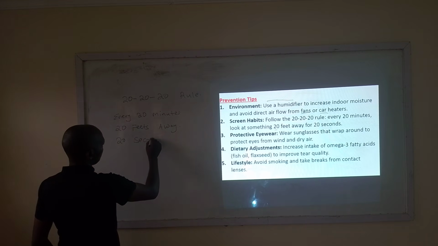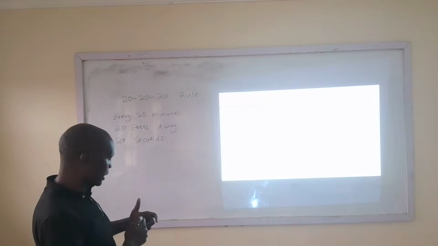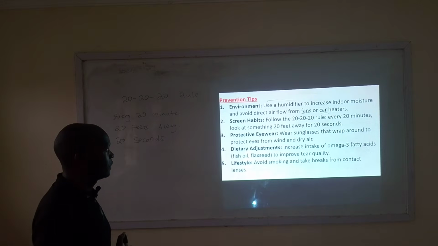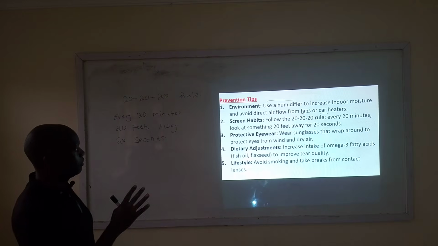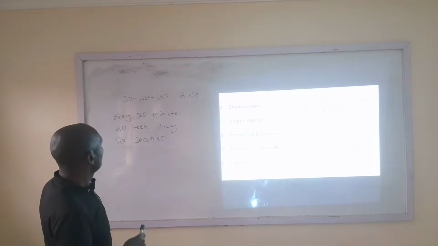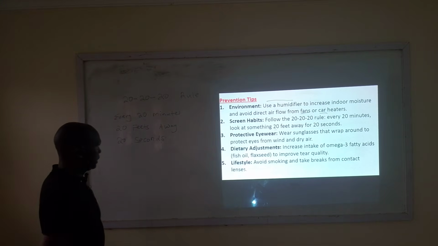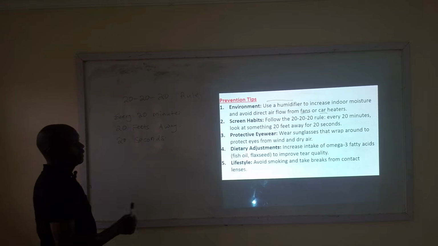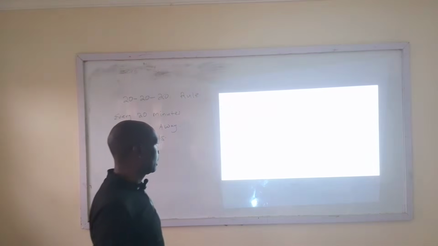This allows your eyes to relax, allows the normal production of tears, and enhances the normal blinking rate. So instead of staring at the television or your computer for a long time, you are supposed to use this rule. Every 20 minutes you take a break and focus on an object that is 20 feet away for 20 seconds. Then you come back to your computer and proceed with your work.